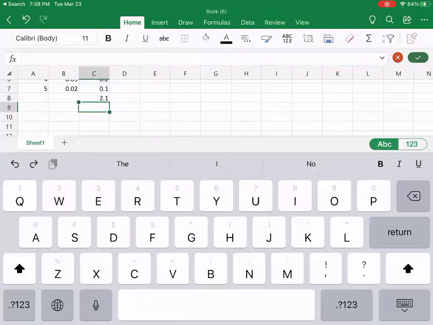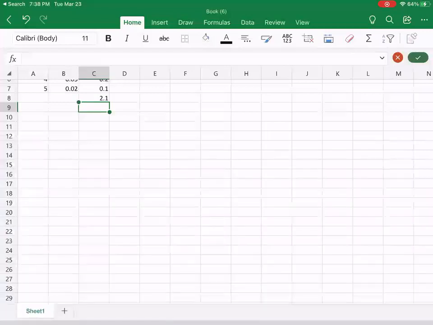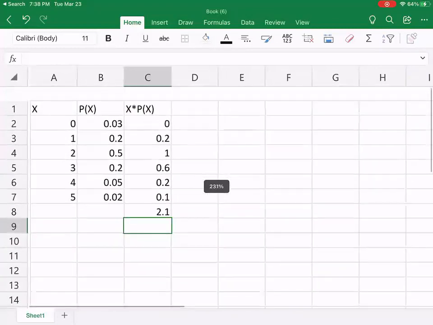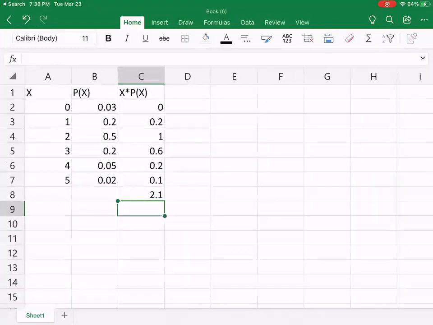So sum those values up. Here's what I get: 2.1. So the average number of radios sold in a week is 2.1. And it should kind of make sense that the average is 2.1. We know the average should be around 2 because at 2, we had the highest probability. So we'd expect the average number to be around that number 2.